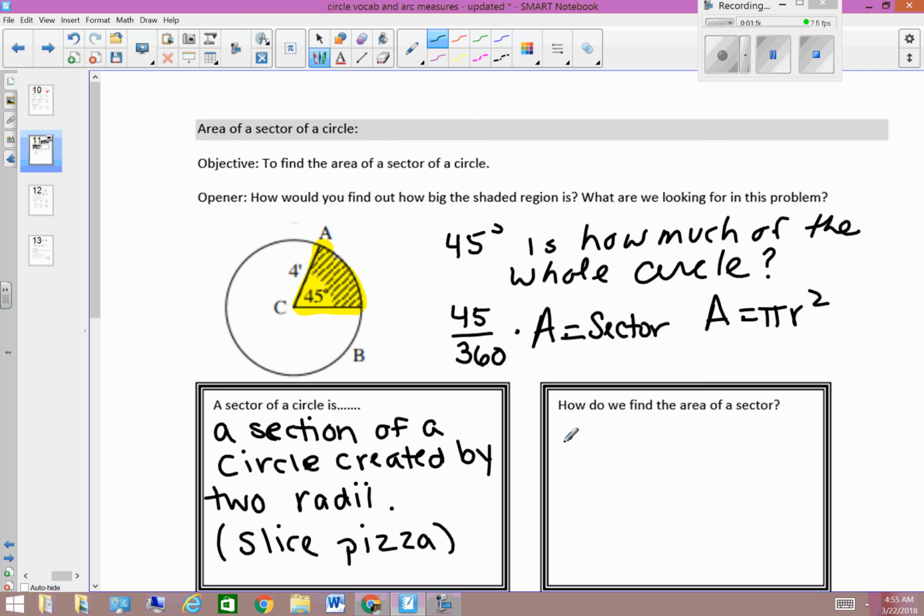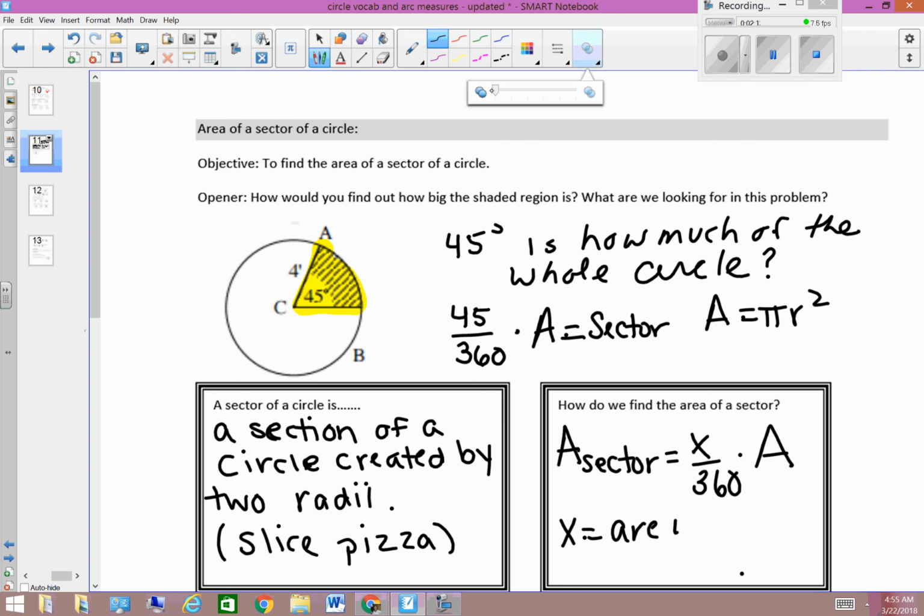Well, the area of the sector is equal to x, like we used the other day, over 360 times the area. Now, x is going to equal our arc measure.